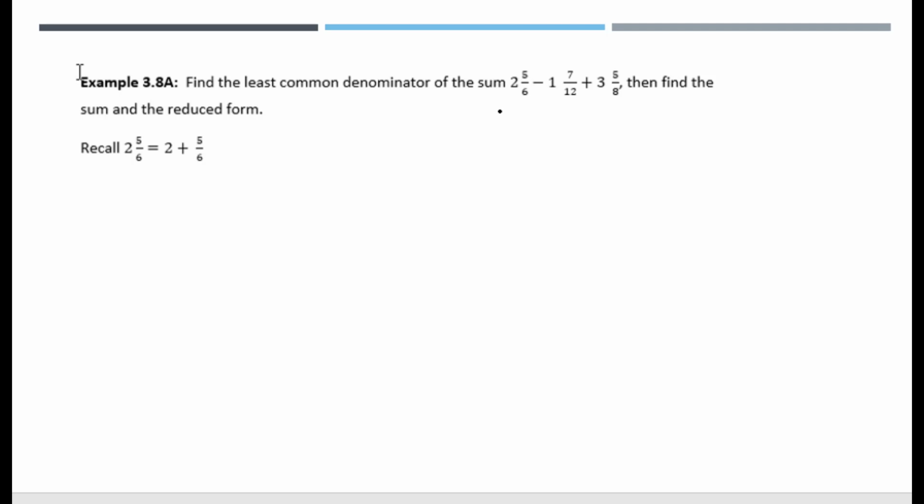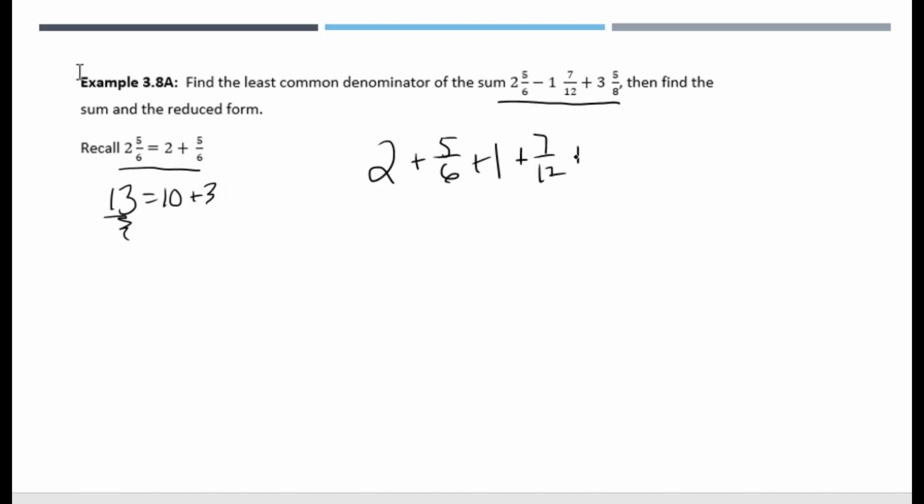So I'm going to add these three mixed numbers. And recall, right, that 2 and 5/6 is the same thing as 2 plus 5/6. In the same way, 13 is the same as 10 plus 3, right? It's how numbers are put together. So I'm going to write this all out. 2 plus 5/6 plus 1 plus 7/12ths plus 3 plus 5/8ths. Now because it's all addition, oh, this is subtract, right? Subtract 1, subtract 7/12ths. This one here.